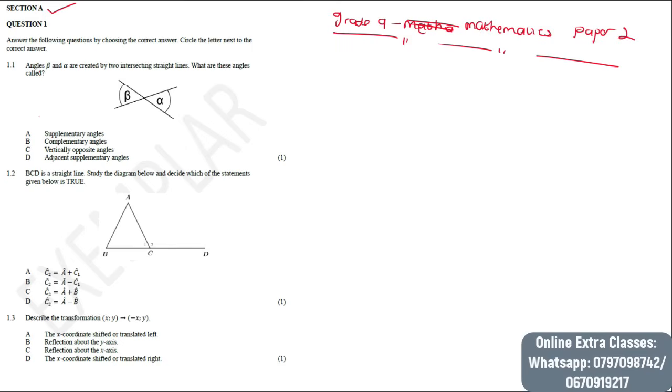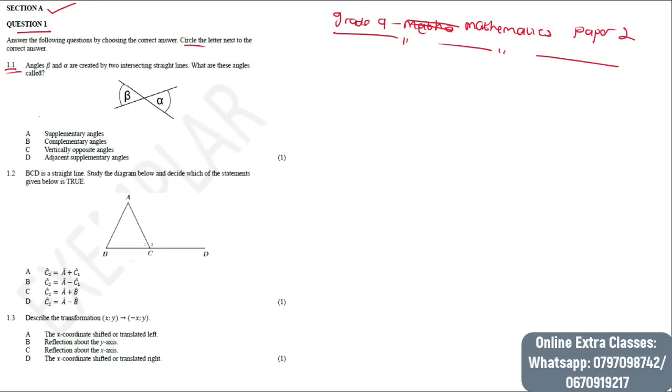So now let's go ahead and start working on our first question. So here we can see that we have question 1, and we are told to answer the following questions by choosing the correct answer. And then we need to circle the letter next to the correct answer. So let's go ahead and start with question 1.1.